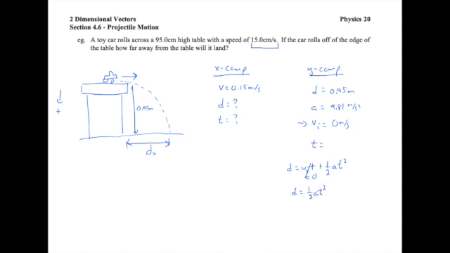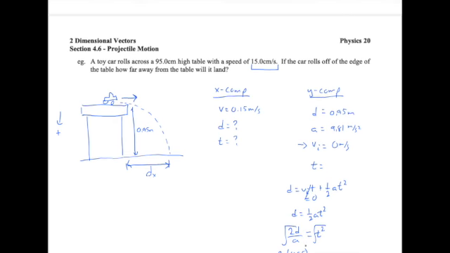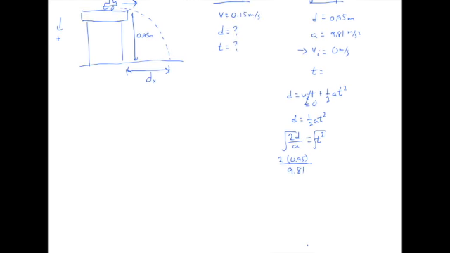What I'm interested in here is the time, so I'll multiply by the 2 and divide by the a, which gives me 2d over a equals t squared. And then of course I can square root both sides to solve for t. And so we have t equals the square root of 2 times 0.95, all divided by 9.81. If we put that all through, we'll get 0.44 seconds for our t value. Don't forget to square root that as well.